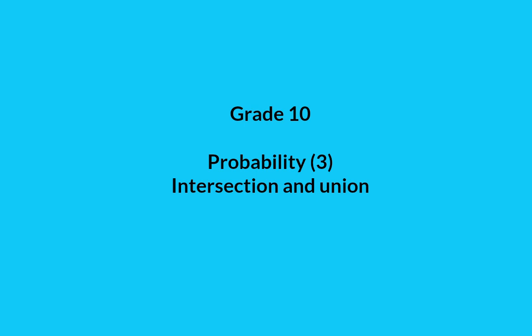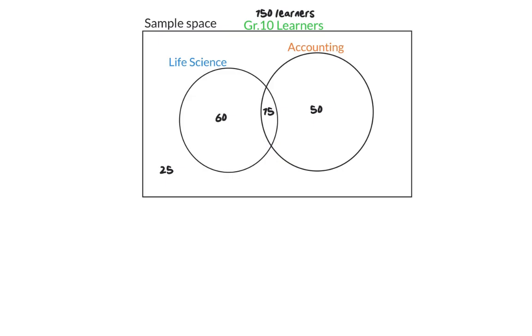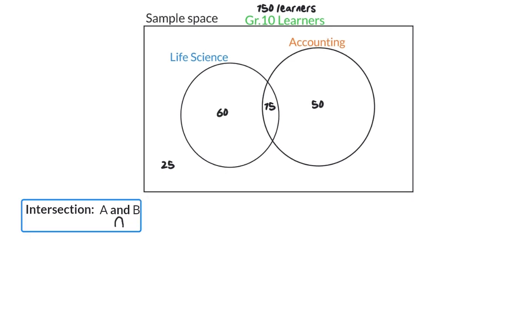In this video, we're going to have a look at the concepts of intersection and union. Let's start off with intersection. That is the part of the Venn diagram where A and B happen. There's also a symbol that we can use for intersection. In our example's case, these will be the learners that take life sciences and accounting.